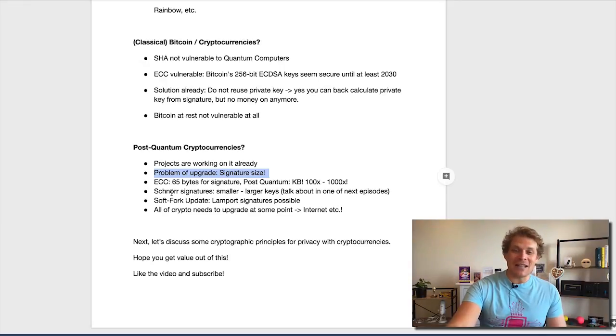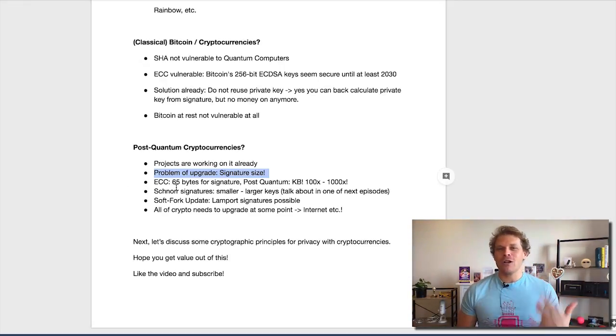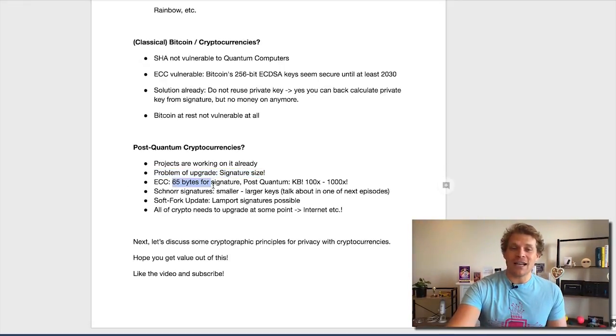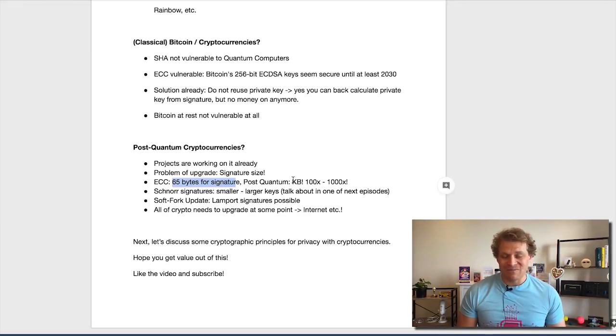Just as an example, and you may remember from the episode where we talked about signatures and transactions, it's around 65 bytes for a regular signature in elliptic curves. Well, it's in the kilobyte range when we talk about post-quantum. This is obviously a bigger problem. Now, there's a couple of things we can do.